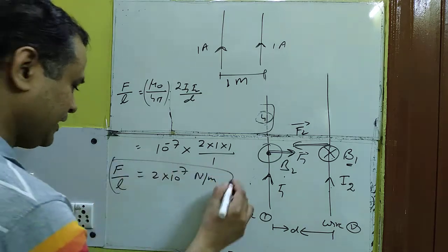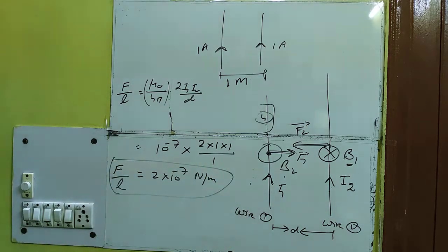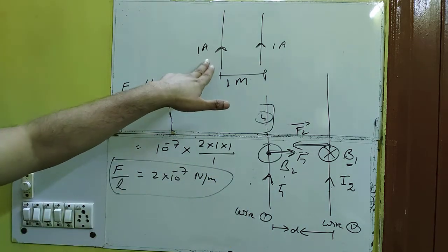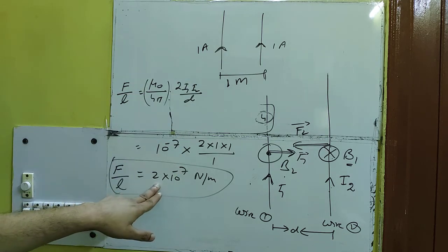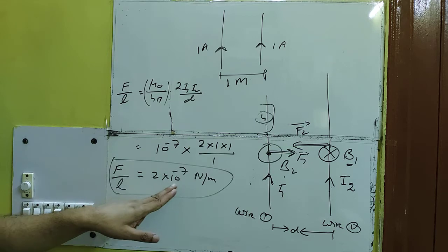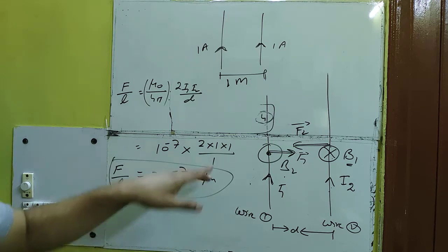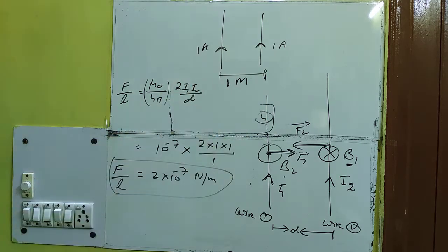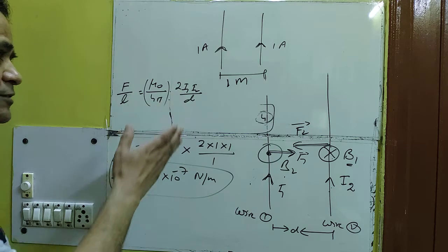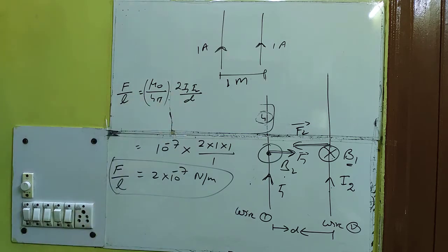So I can define 1 ampere as follows. 1 ampere is a current which can produce a force per unit length of 2 into 10 power minus 7 Newton per meter in between two long wires which are kept 1 meter apart in vacuum. Okay. So by this statement you can also understand the meaning of 1 ampere.